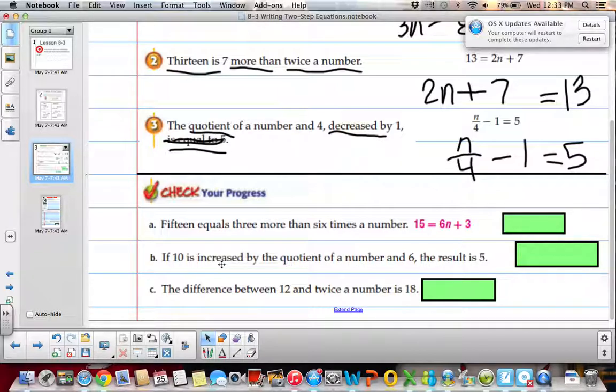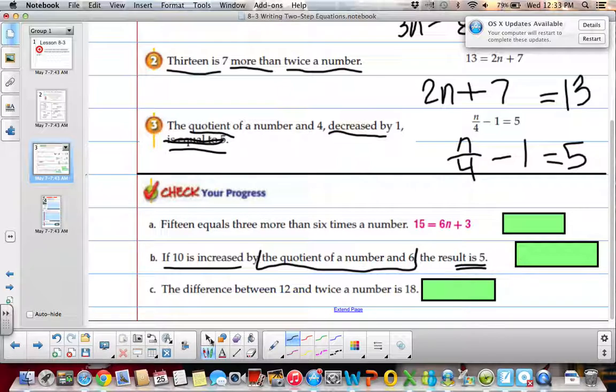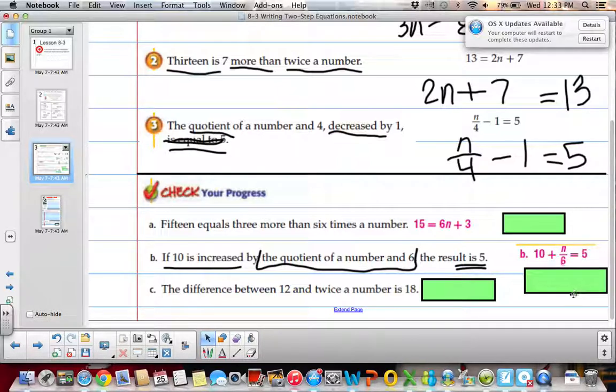If 10 is increased by the quotient of a number and 6, the result is 5. So the quotient of a number and 6 goes together, and then it's increased by 10, and the result is 5, so equals 5. So we have 10 is increased by, so 10 plus n divided by 6 equals 5. Or if you have n divided by 6 plus 10 equals 5, that would be fine too.